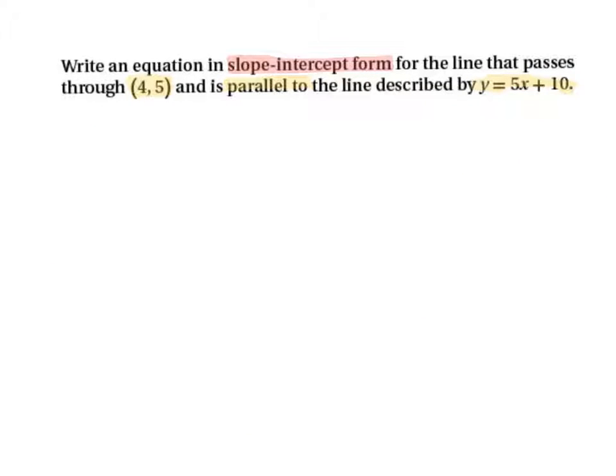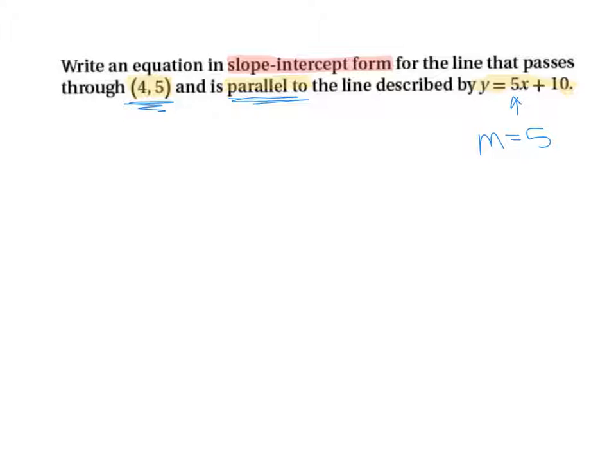Okay, the directions here are a little bit wordy, so let's go through it. Write an equation in slope-intercept form. That's important that we highlight that so we get the correct answer. For the line that passes through 4, 5 and is parallel to the line described by y equals 5x plus 10. So if it's parallel to y equals 5x plus 10, parallel to means the same slope. So I know that my slope is going to be 5. And I was given a point as well.